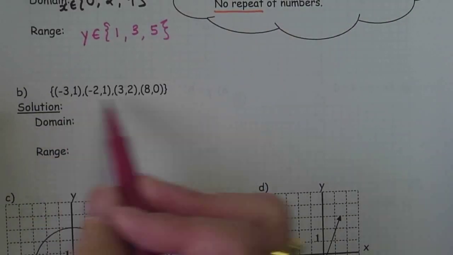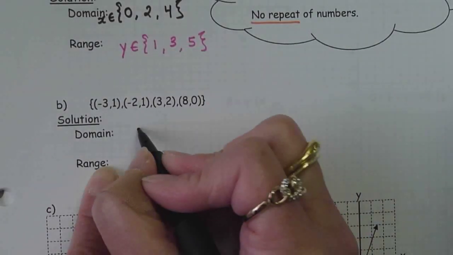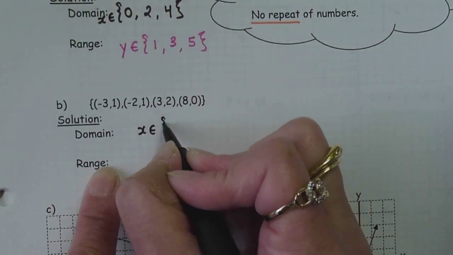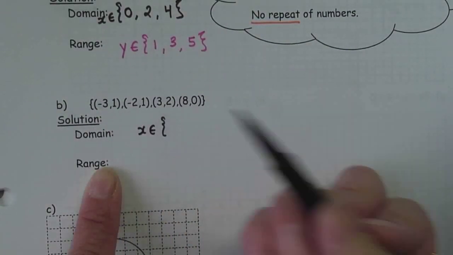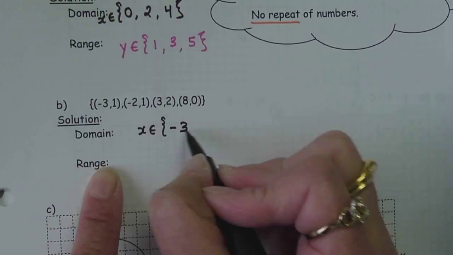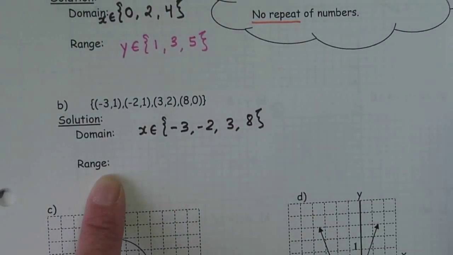If I gave you more coordinates, right? So more coordinates there. I'm going to do the domain. So I'm going to go x is an element of, and then list it. The set of -3, -2, 3, 8. Oh, that's already in order for me. So -3, -2, 3, and 8, like that.